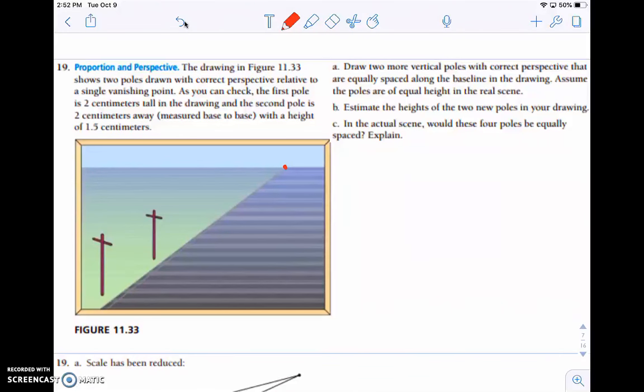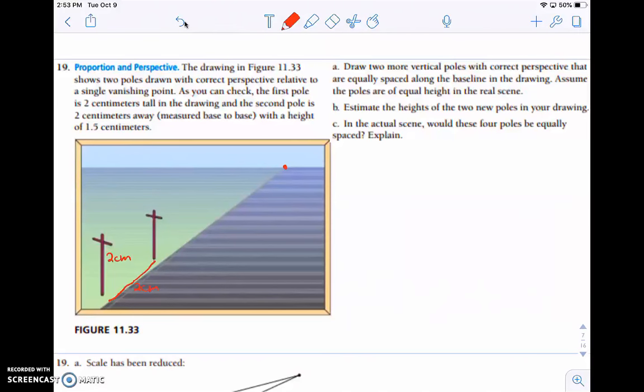It shows two poles drawn with correct perspective relative to a single vanishing point. Our vanishing point would be out here. It says, as you can check, the first pole is 2 centimeters tall in the drawing, and the second pole is 2 centimeters away. Now, this is pulled from a textbook, so this may not be exactly to scale. But basically this is 2 centimeters tall, and when we go along the ground here, this is also 2 centimeters. But again, if you measure those, I've resized it so it's not going to match that perfectly.